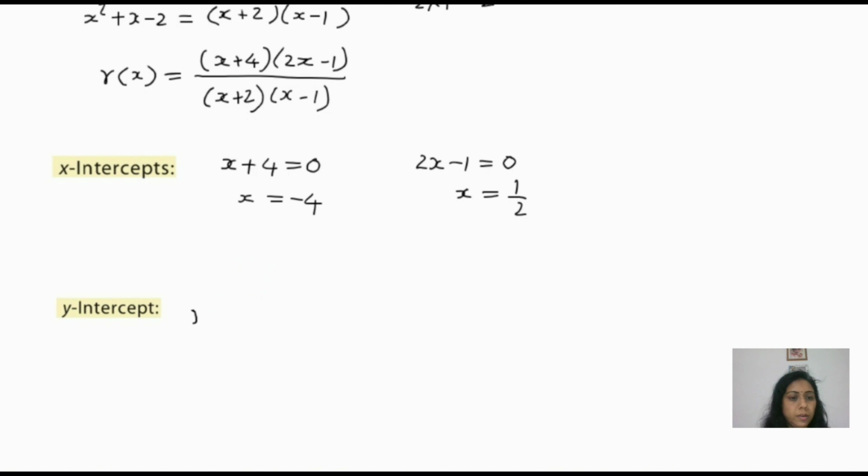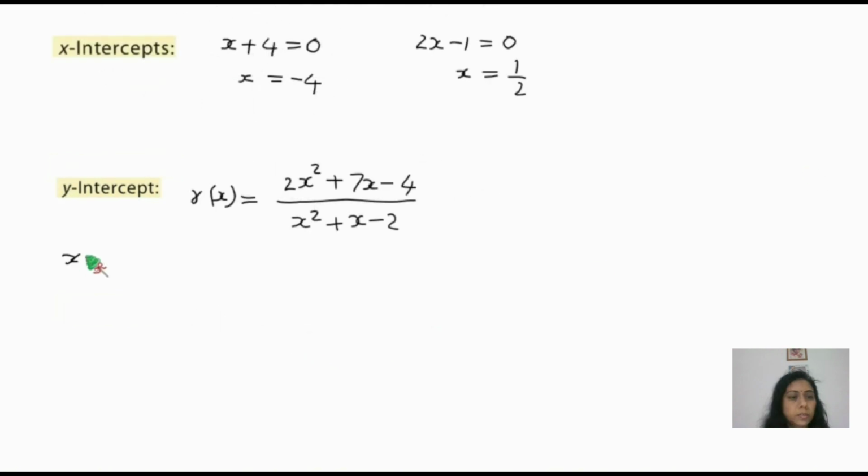Okay, for finding the y-intercept, we can put 0 in the given equation, and the given equation is 2x square plus 7x minus 4 over x square plus x minus 2. Now we can put x equal to 0.